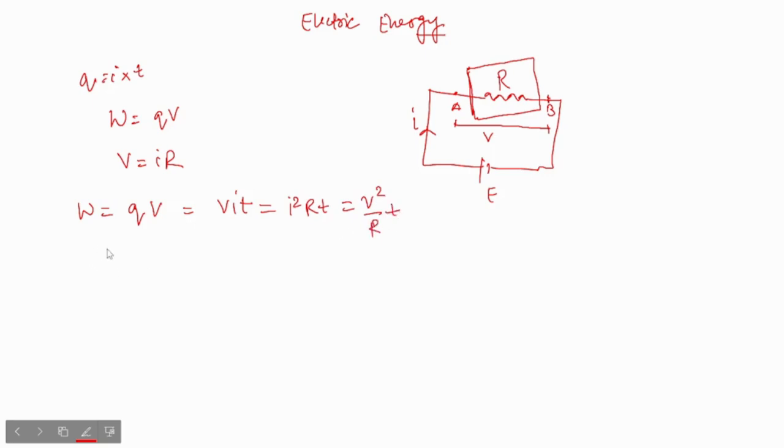Therefore, electrical energy is nothing but W is equal to V I t, which equals V square t by R, which equals I square R t. Okay. And one more thing, if you want to convert joule into calories, these things will come in joule generally. And if you want to convert it into calorie, 1 calorie is equal to 4.2 joule.